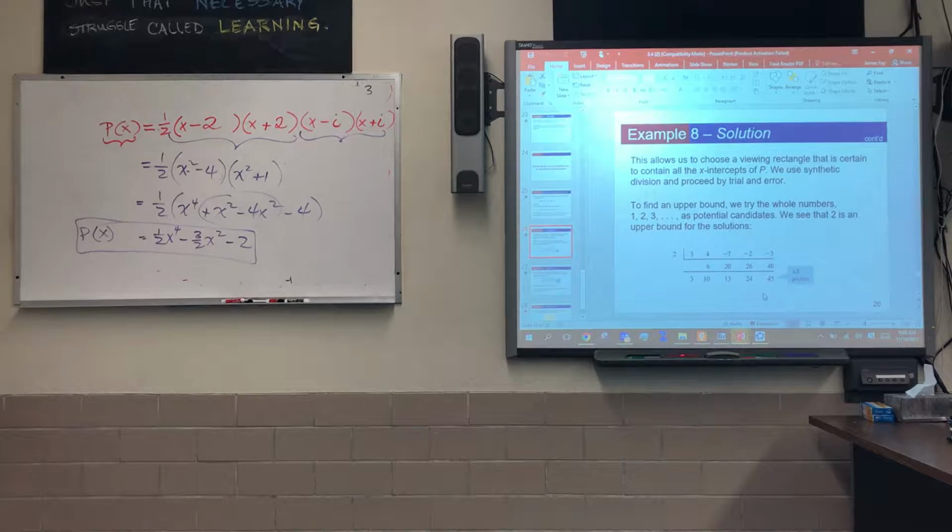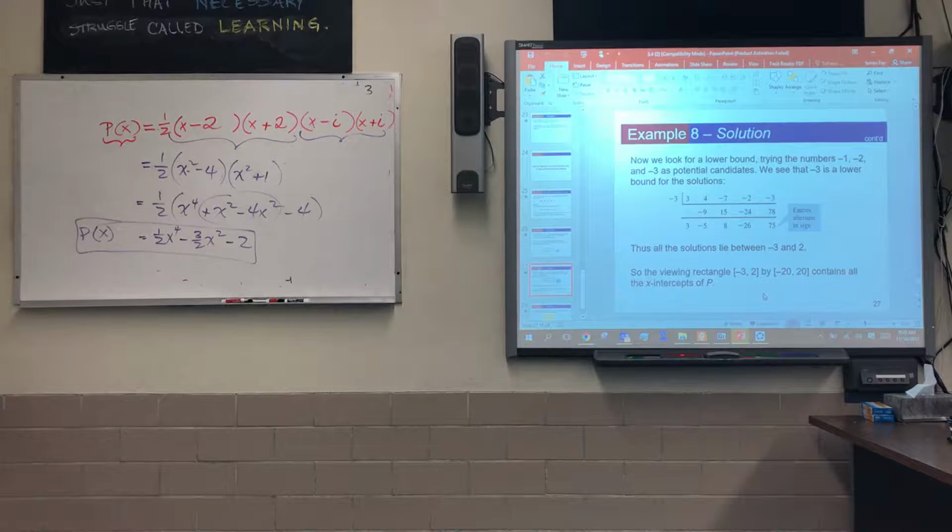Okay. We also then tried -3, and we saw that they alternate in sign, and I said that that is a lower bound. So we don't have any zeros that exist outside -3 to 2. Does that make sense? Okay. That's what we talked about yesterday.